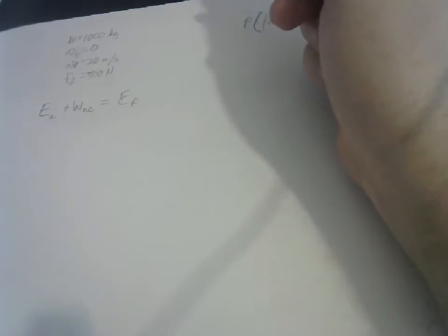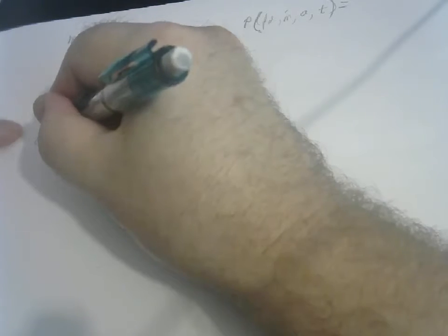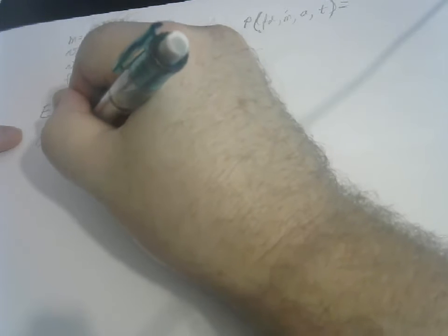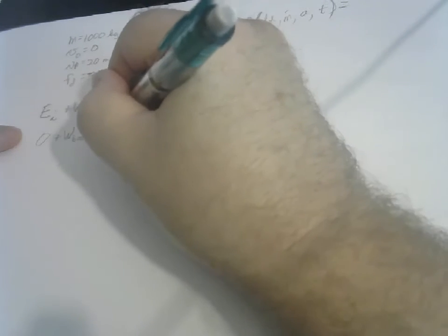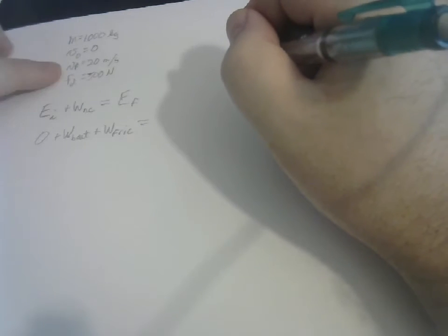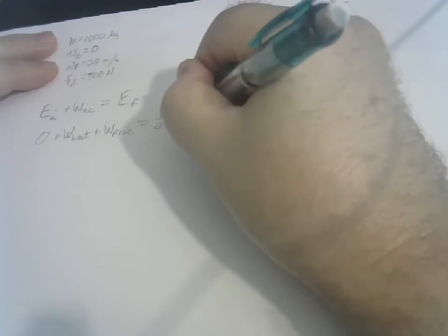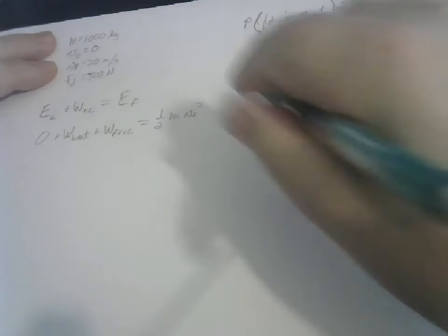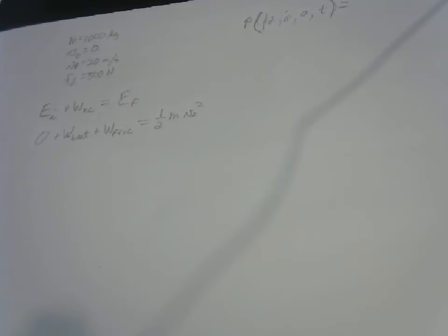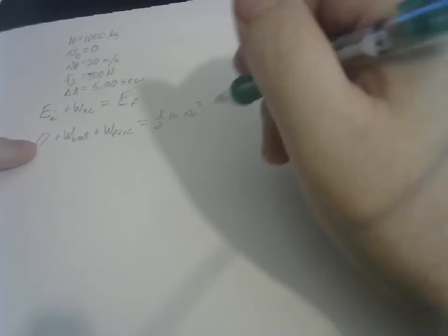We will have basically 0 energy at the beginning. The work done is going to be the work of the boat plus the work done by friction. And the energy at the final, it's going to be going 20 meters per second, so it'll be 1/2 m v final squared. Oh, I missed one thing. Delta t was equal to 5.00 seconds. So that's important.